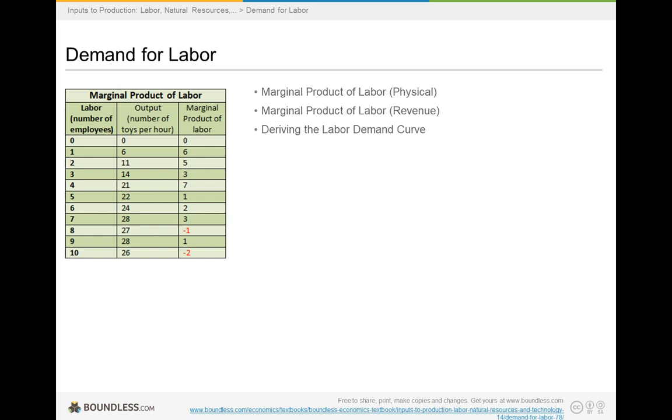The additional revenue generated by hiring one more unit of labor is the marginal revenue product of labor. This can be thought of as the marginal benefit. So the marginal revenue product of labor, MRPL, is the marginal benefit. The cost is their wage, and the change that's happening in revenue because of the increase in labor is the marginal benefit.